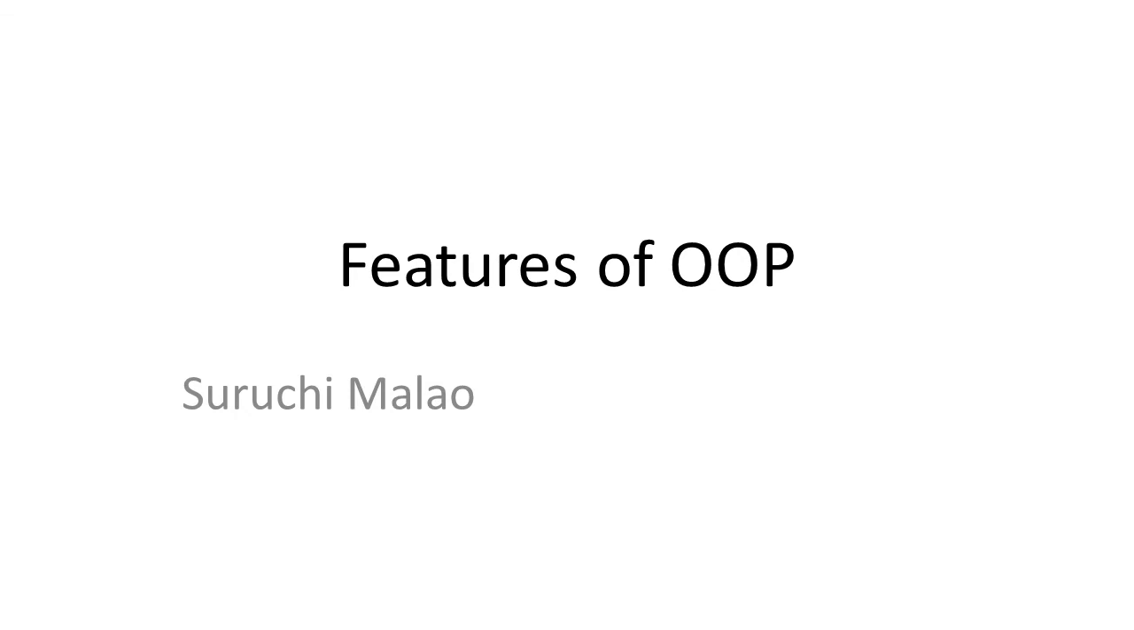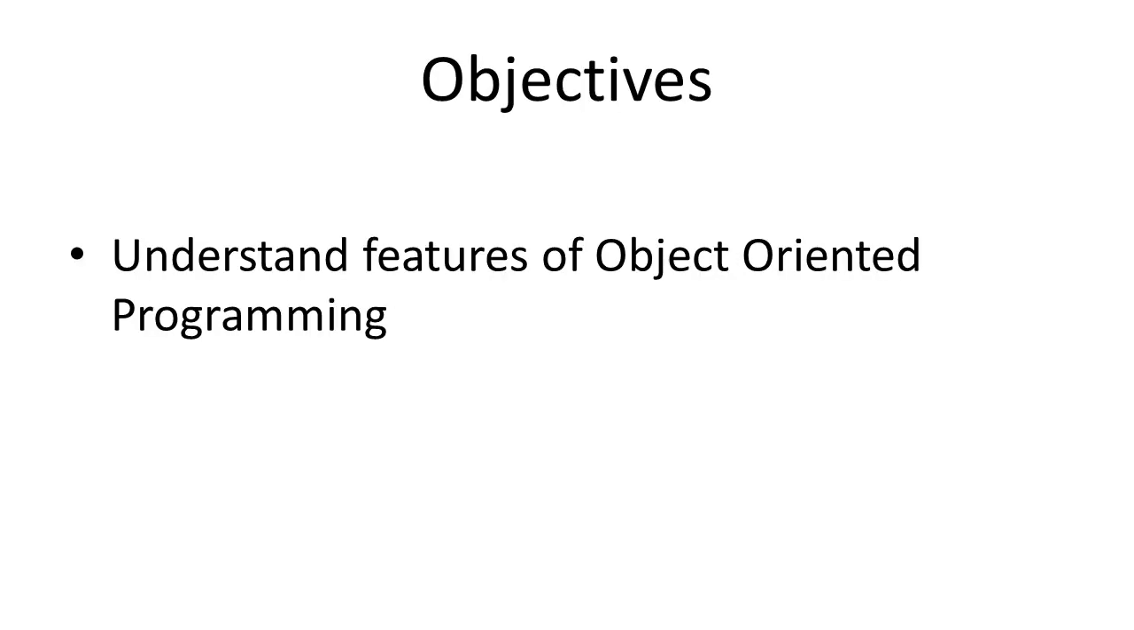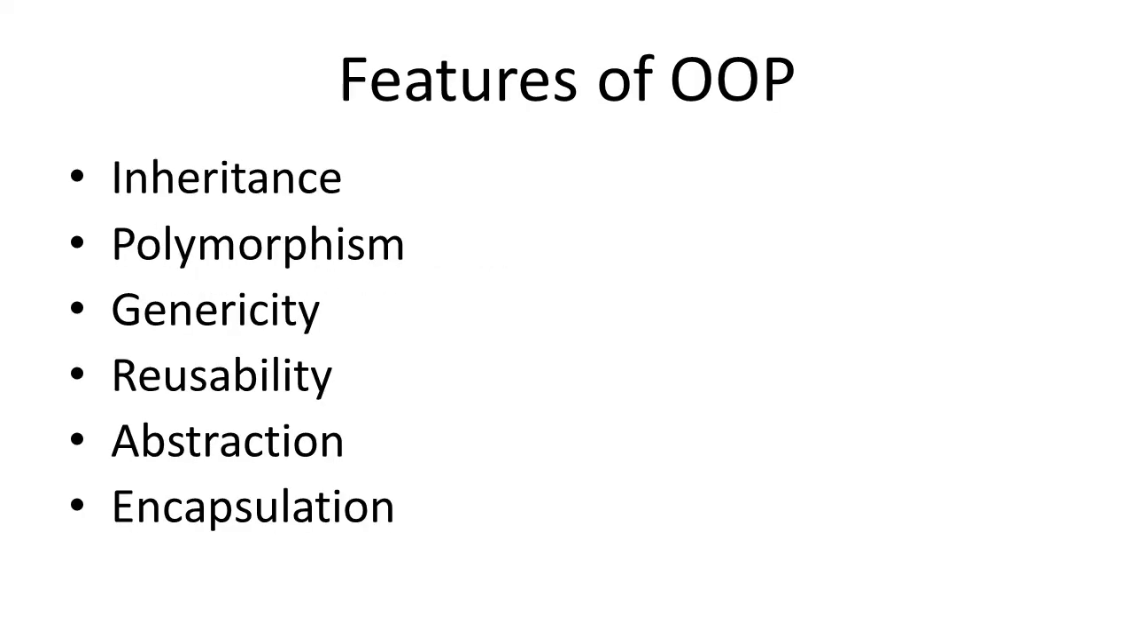Hello everybody. Welcome to this session on features of object oriented programming. In this session we will try to understand basic features of object oriented programming and we will also go through some of its examples. Object oriented programming has multiple features and important ones of these are inheritance, polymorphism, genericity, reusability, abstraction and encapsulation. In this session we will go through inheritance and polymorphism.